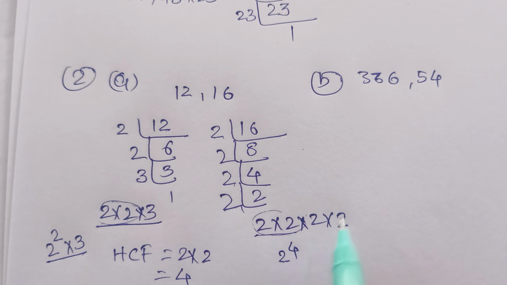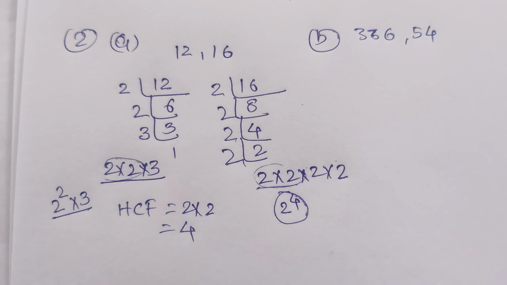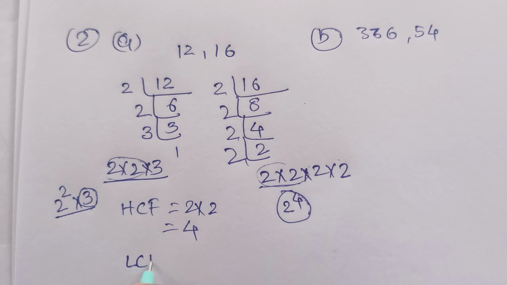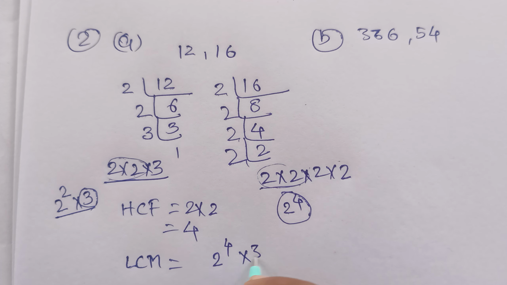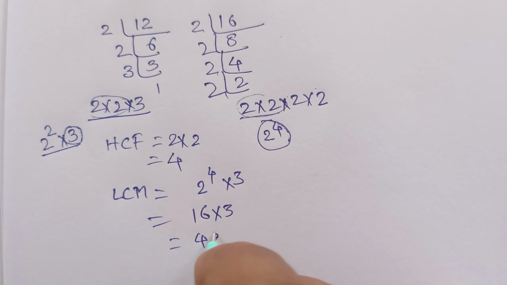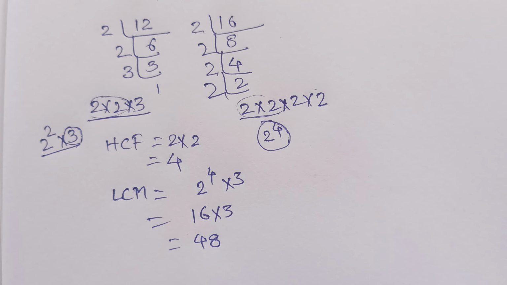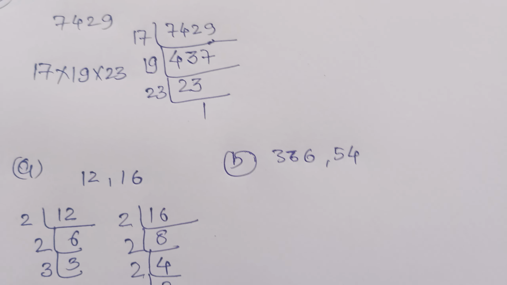So LCM, which is highest degree. So you see highest degree 2 to the power 4 we have, and this number 3 also in this part. So both multiply will be LCM. So LCM we can write 2 to the power 4 into 3. What is the answer? 2 2s are 4, 2 4s are 8, 2 8s are 16. 16 into 3, you will get 48. So LCM we got 48. Correct? This is for A question. Now we have to do for B.